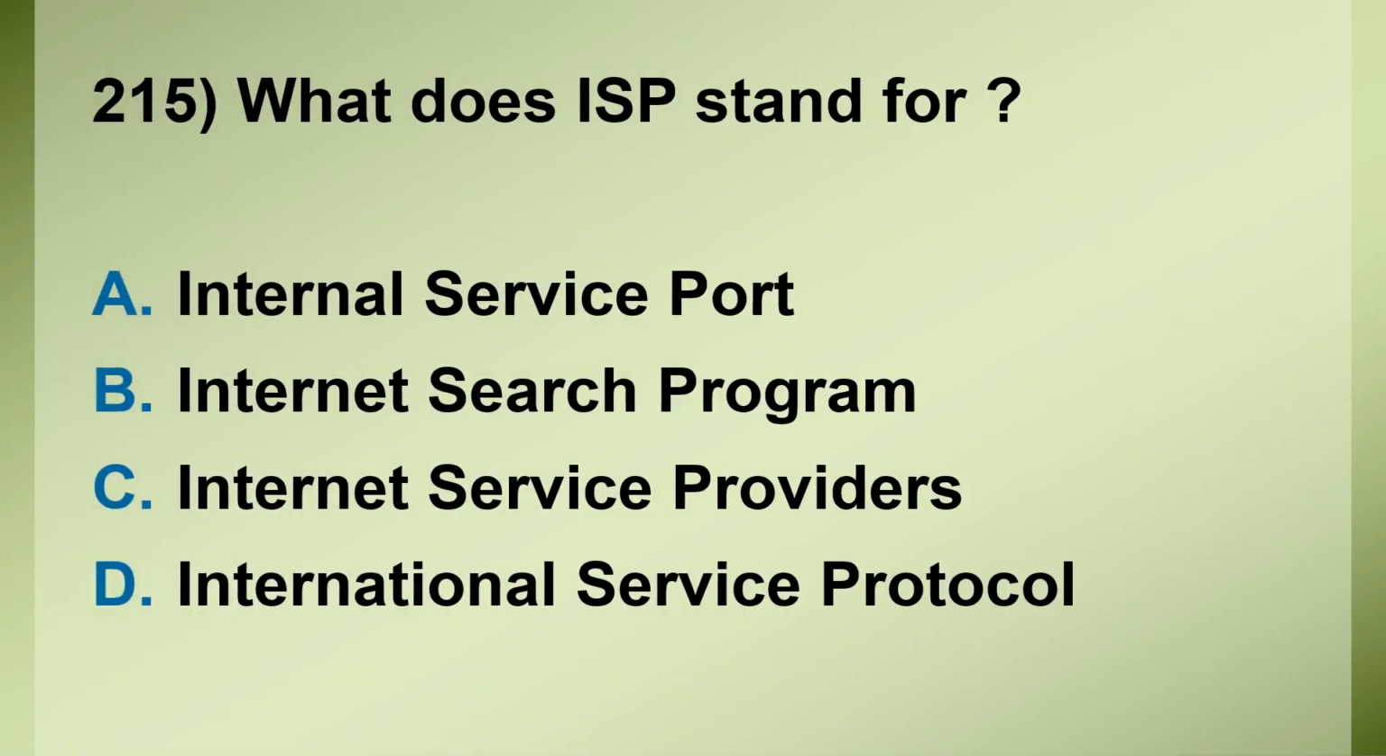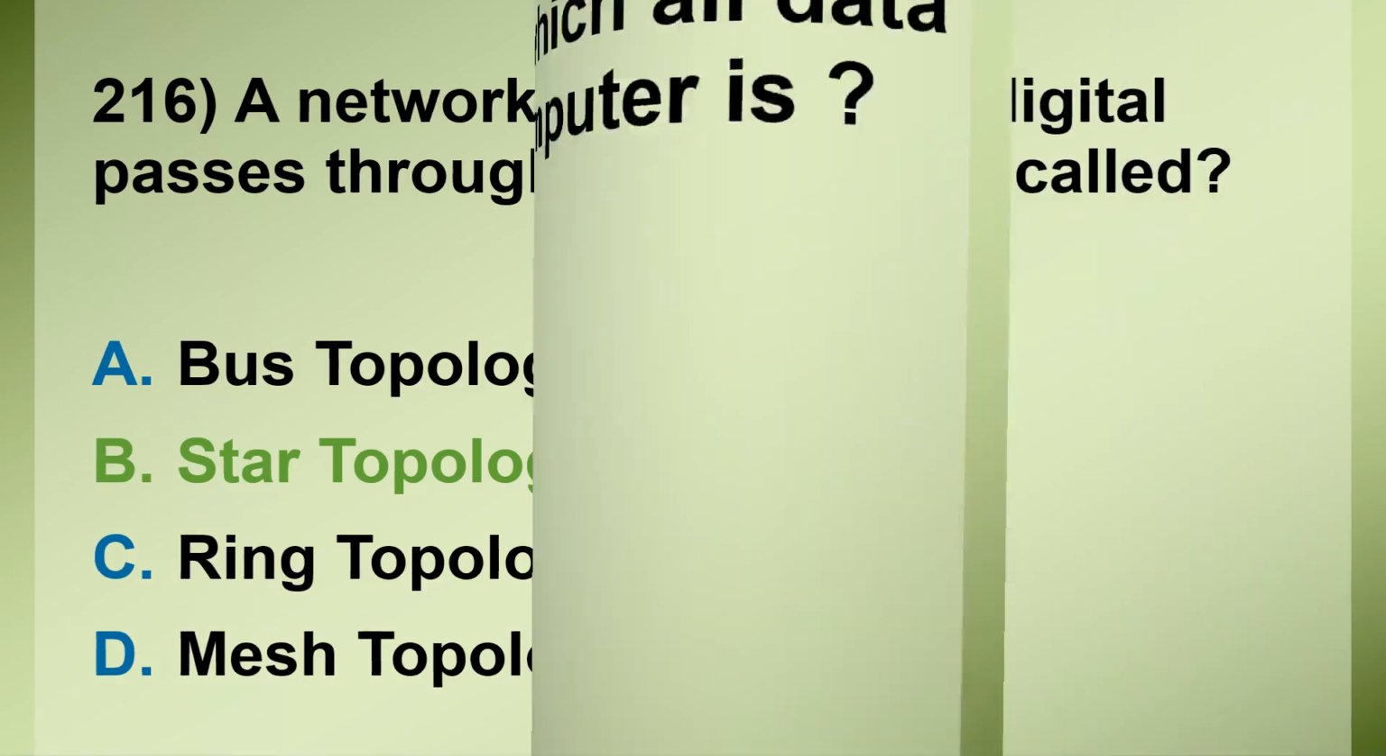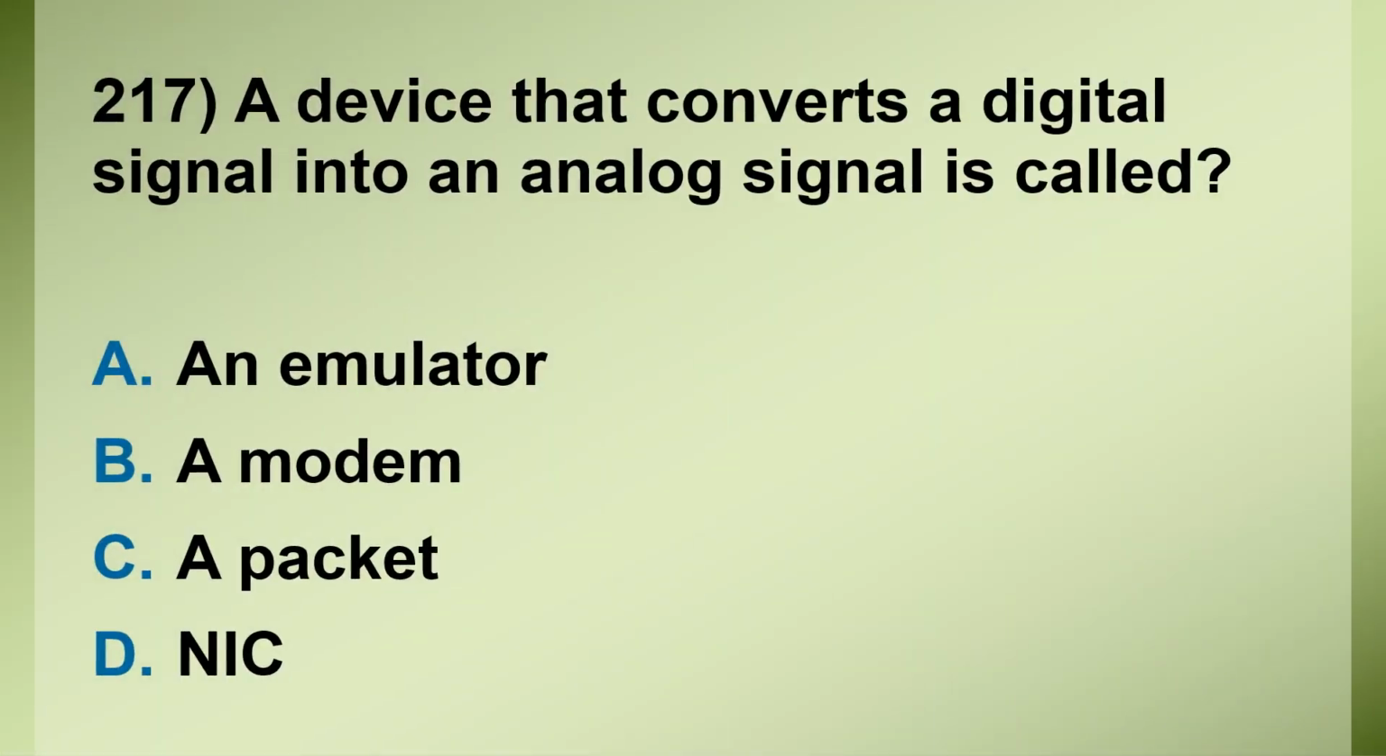What does ISP stand for? Answer is Internet Service Provider. Okay. A network topology in which all data passes through a central computer is? The answer is star topology. A device that converts a digital signal into an analog signal is called a modem.